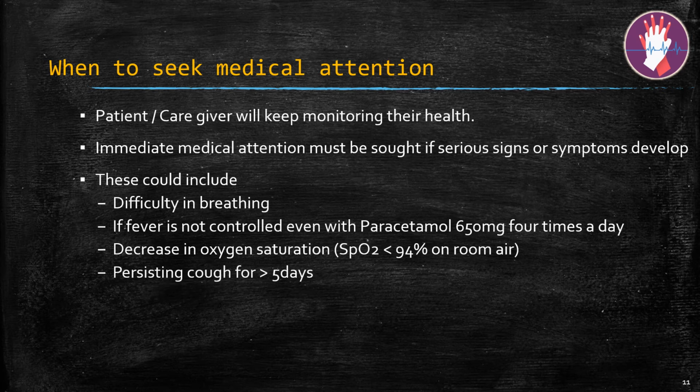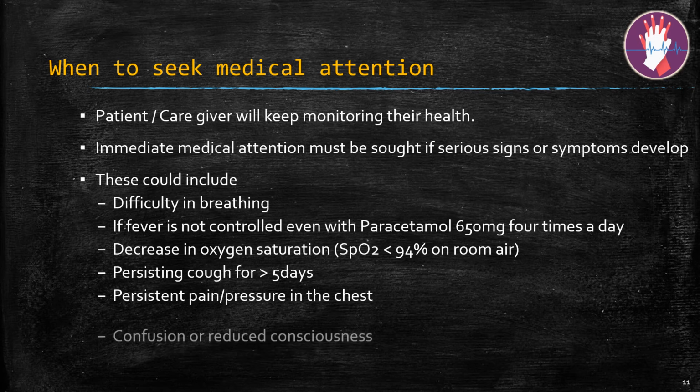Persisting cough. In the first 5 days you expect fever and cough, but after the fifth day as well, if the patient is having cough, that suggests that the lung is involved. Persistent pain or pressure in the chest: any compression-like pain, any tightness in the chest suggests that there could be blood clots in the heart. That is also a danger sign. This patient needs to be seen or spoken to by a doctor.